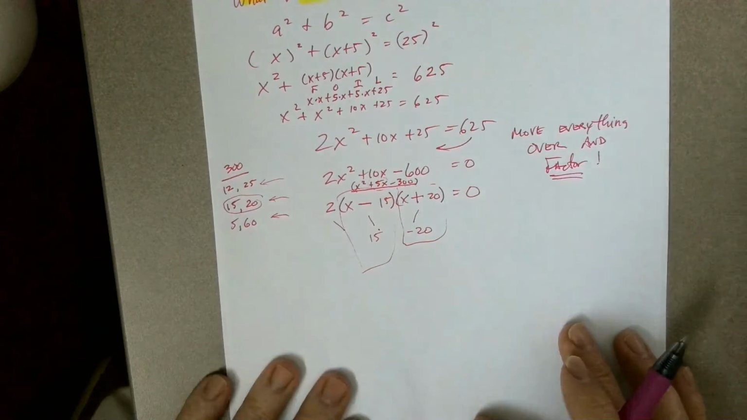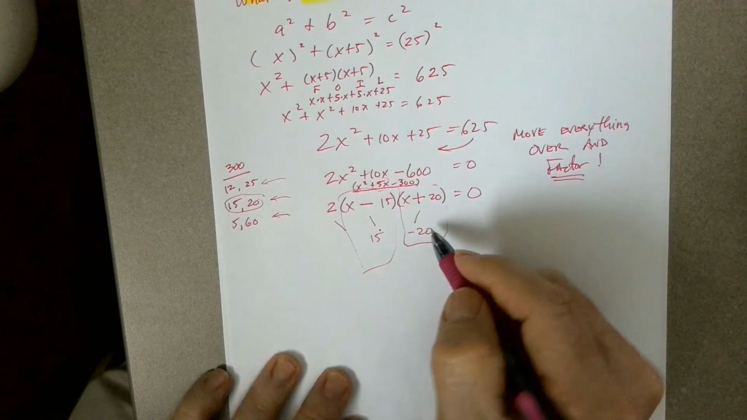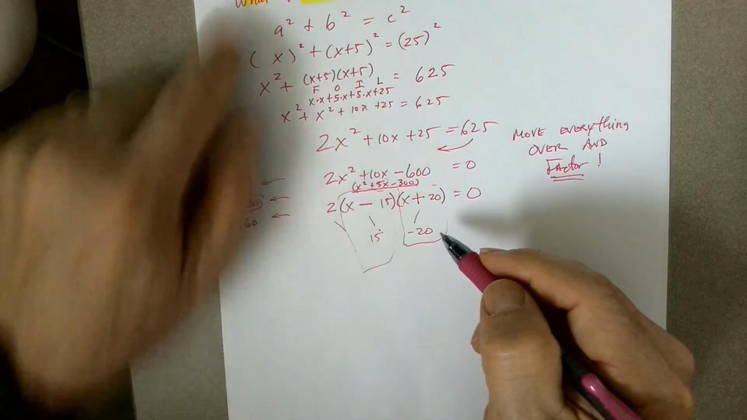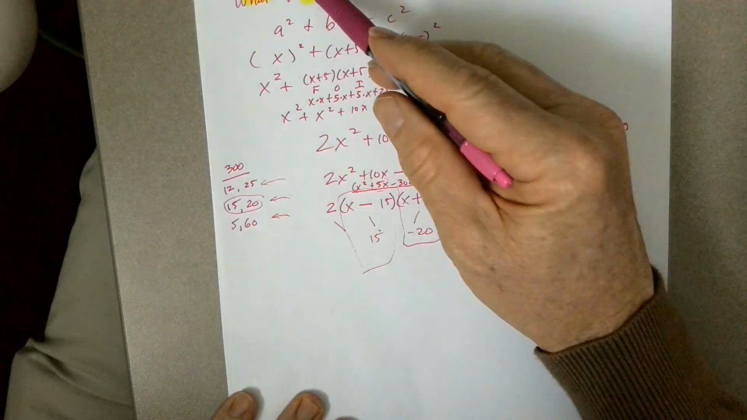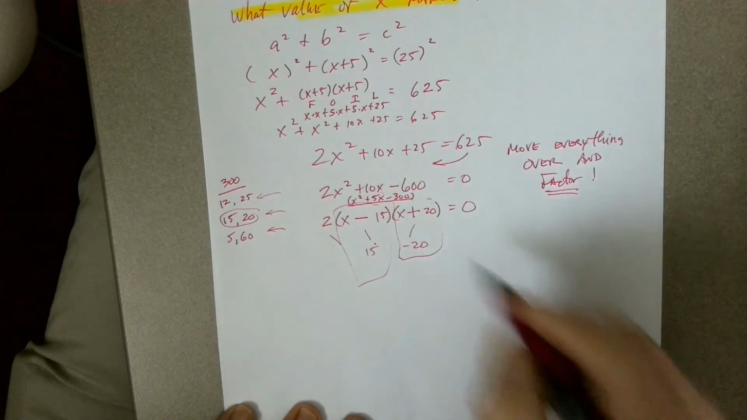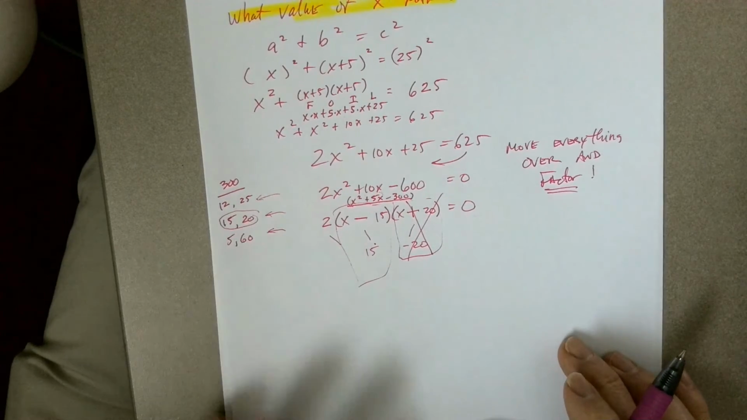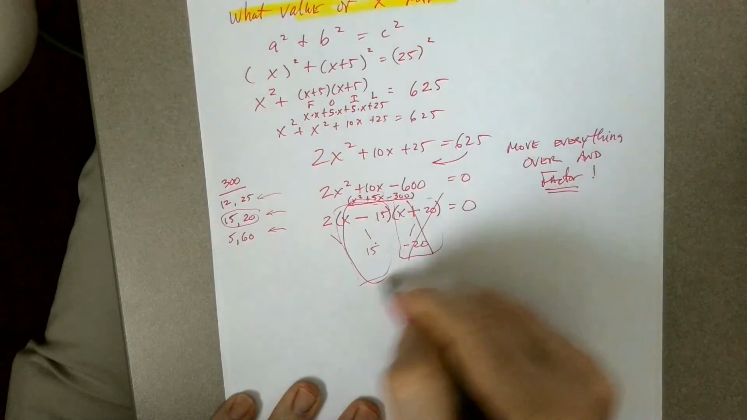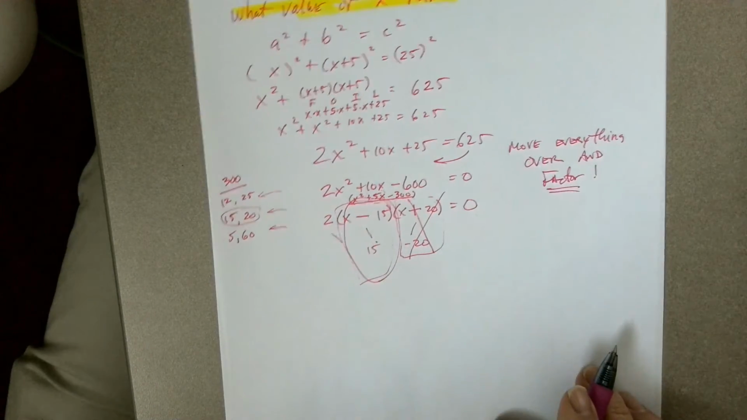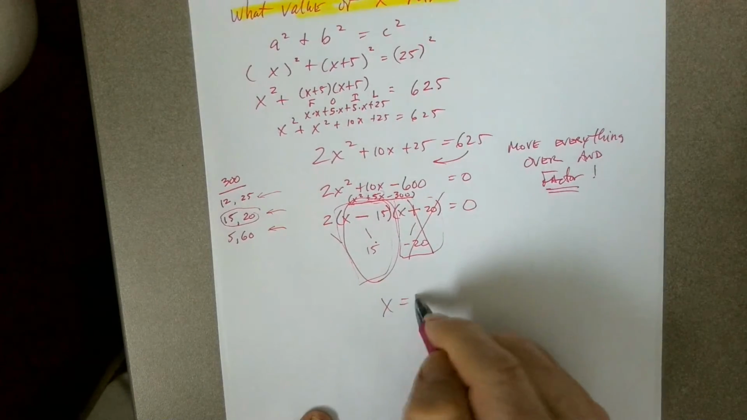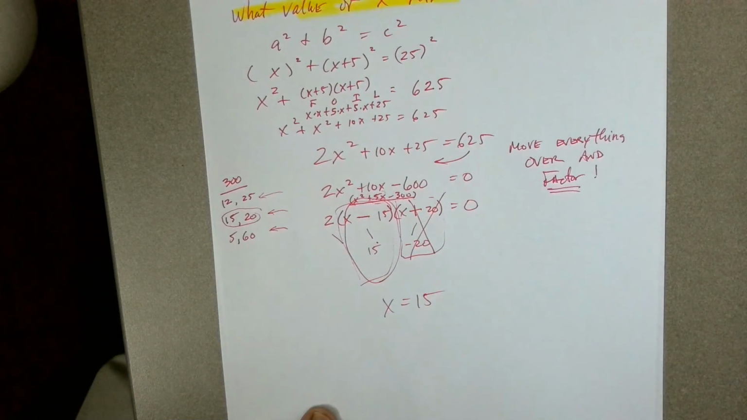And so which of these would work? Well, negative 20 isn't going to work for x, because if I subbed it back in, negative 20 plus 5 would be negative 15. So this would end up giving me a side that isn't the length of a side. So that's why the answer, if you look in the back of the book, you found that x is equal to 15. That's the one that works. That's the only one that would work.